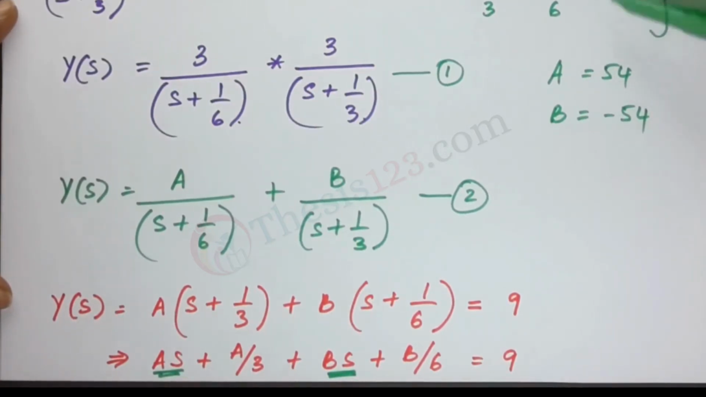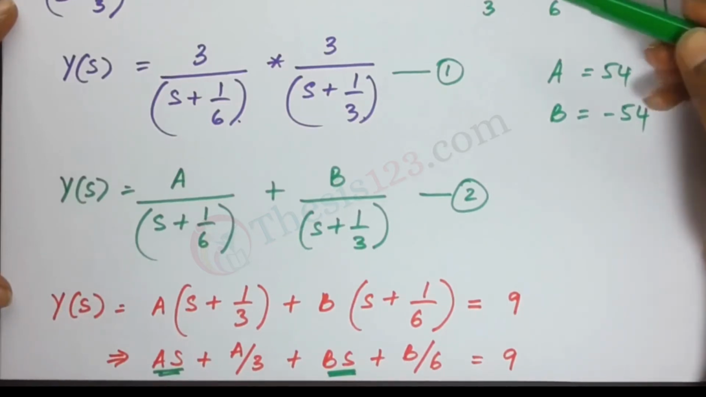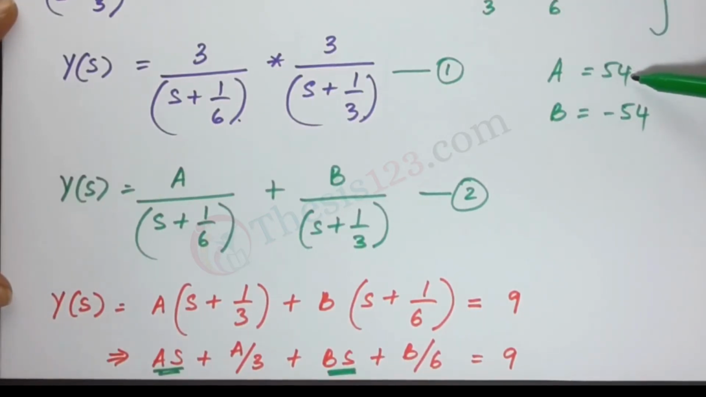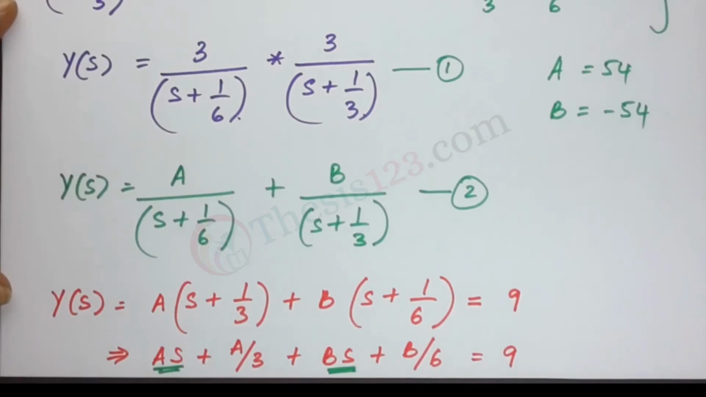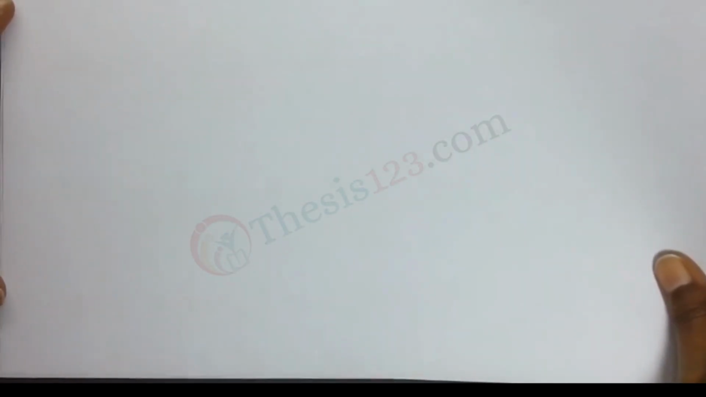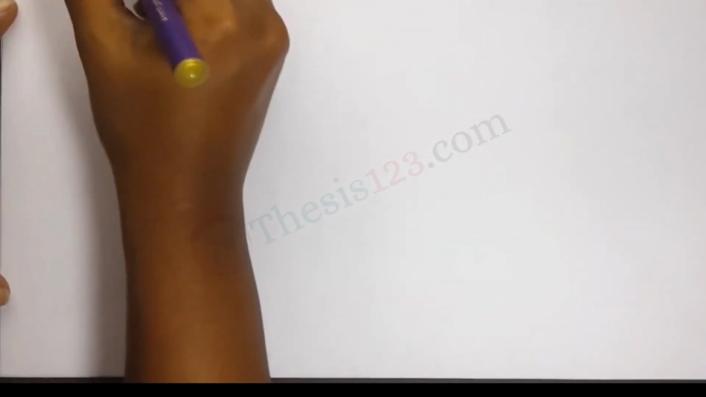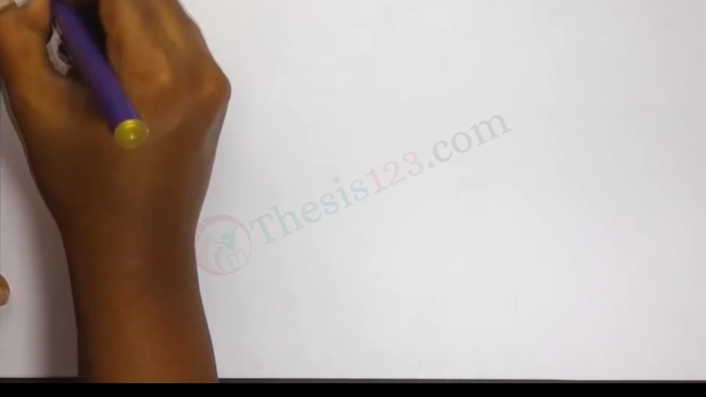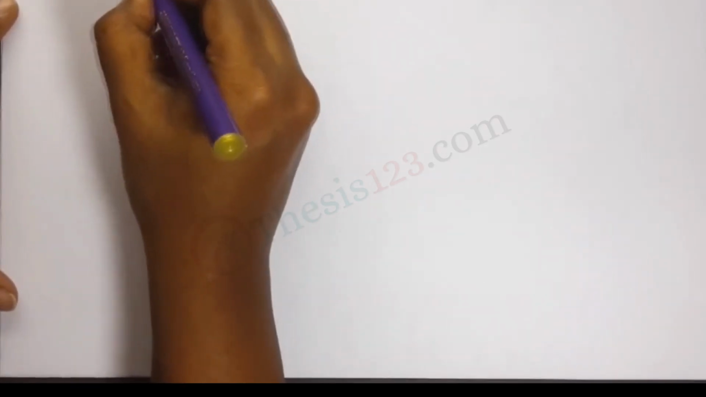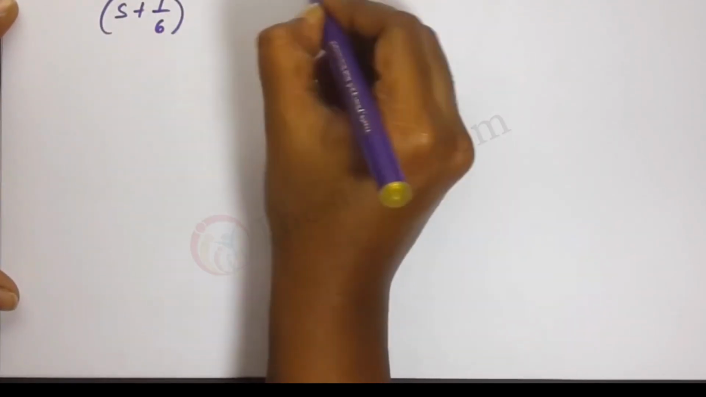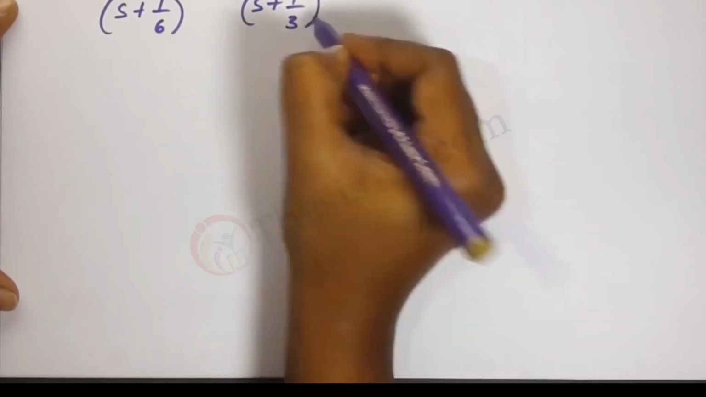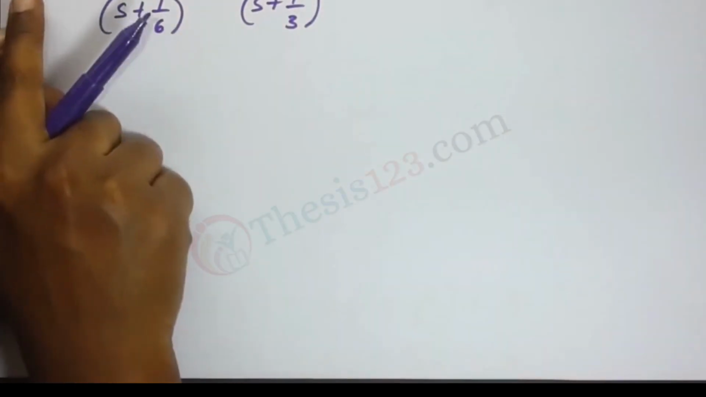Alright, so we have two linear equations in two variables. Solve for A and B. You will find that A is equal to 54 and B is equal to minus 54. So we substitute the values of A and B in equation 2. A is 54, B is minus 54. We substitute it in equation 2 to get y of s is equal to 54 divided by (s plus 1/6) minus 54 divided by (s plus 1/3). So this is the expression for y of s.